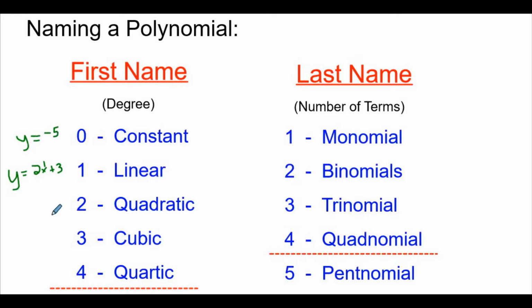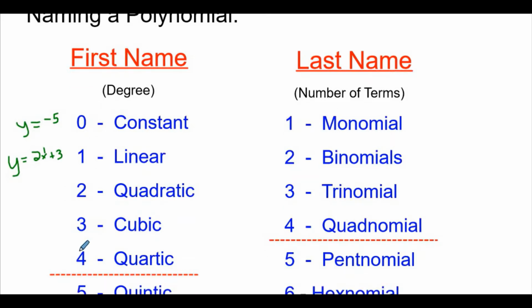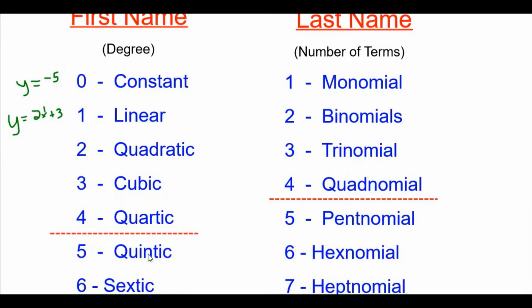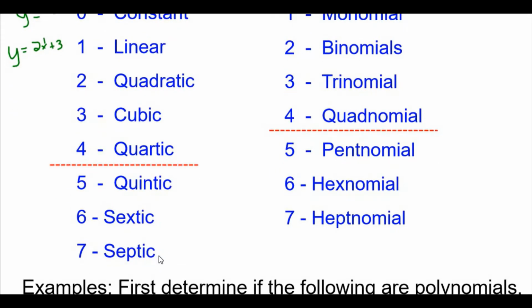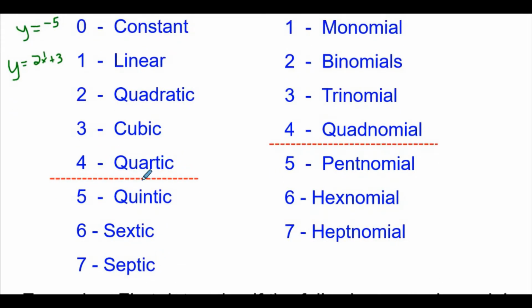And a quadratic would have a square as the highest exponent. A cubic would have a 3. A quartic would have a 4. And in this modern day and age, that's usually where we stop, but it does keep going. We would have a quintic, a sextic, a septic, an octic, a nonic. But typically we just stop here. If you want to learn these other ones, that's great.